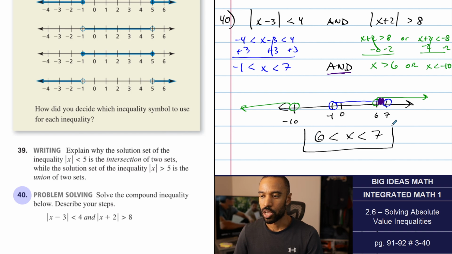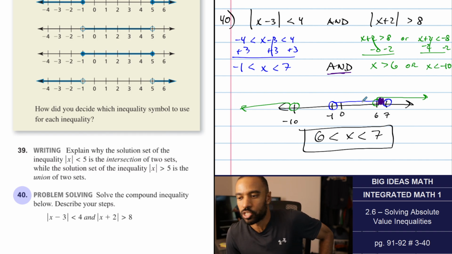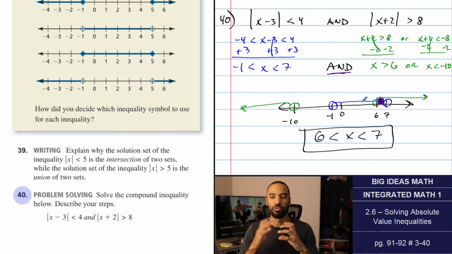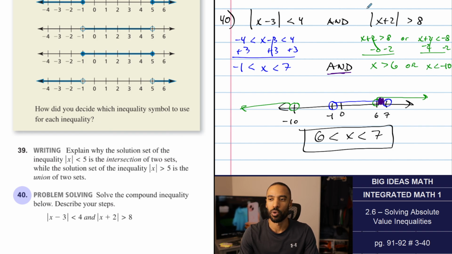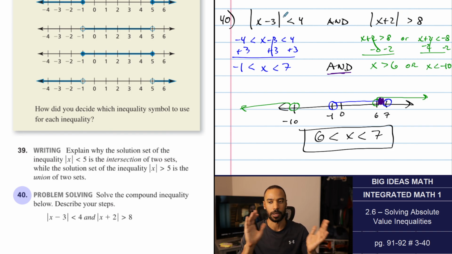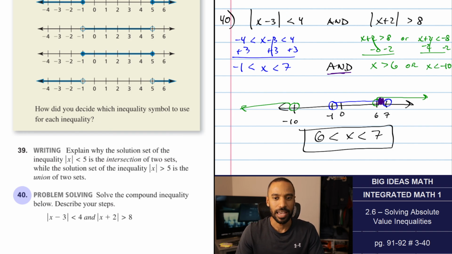I solved each inequality, sketched both of them on a number line and found the overlap where they intersect, and that's it. Now, I'm not going to double check because that means I have to plug in numbers like 6.5, but 0 will only work for this one, not for this one. Negative 12 will only work for this one, not for this one. The only ones that work for both are between 6 and 7. 6 only works for this one, not for this one. 7 only works for this one, not for this one, stuff like that. And that is it.